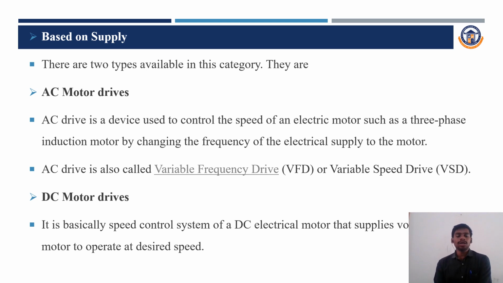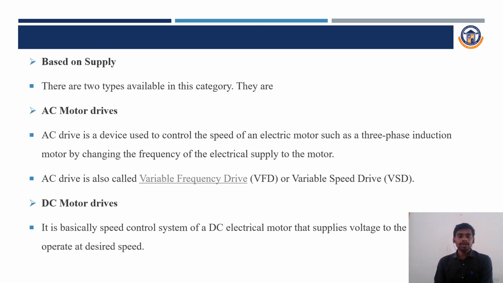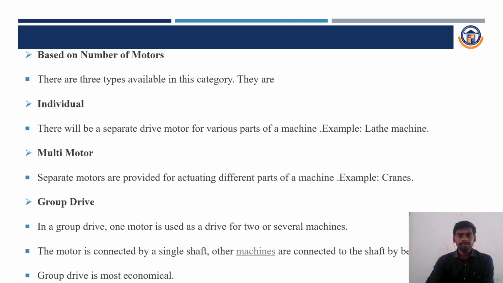Next one is DC motor drives. A DC motor drive has a single DC supply, a 220 volt DC supply. It's basically a speed control system of a DC electrical motor, where the supply voltage lets the motor operate at the desired speed. Next one is based on number of motors.